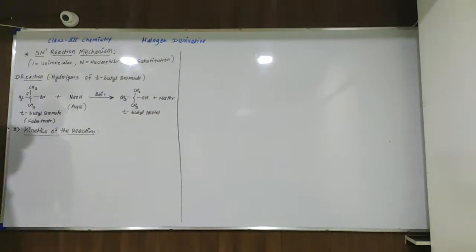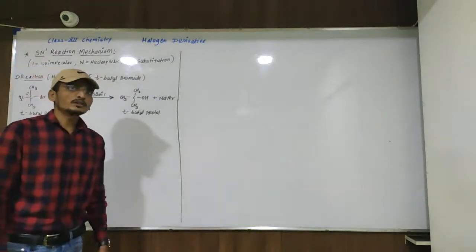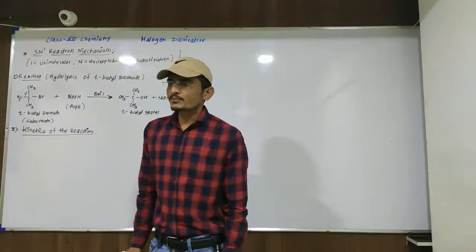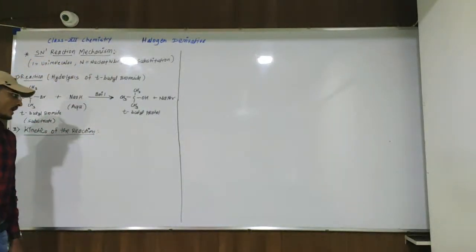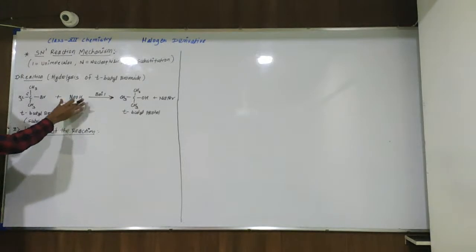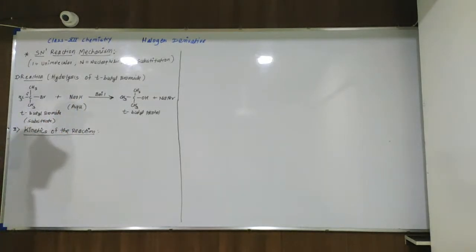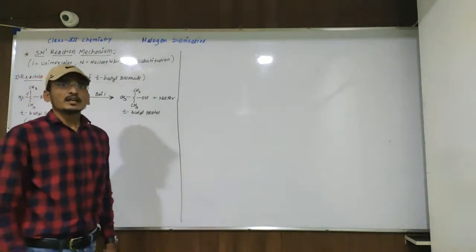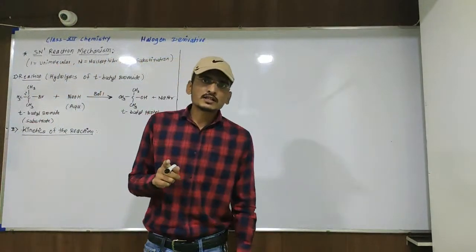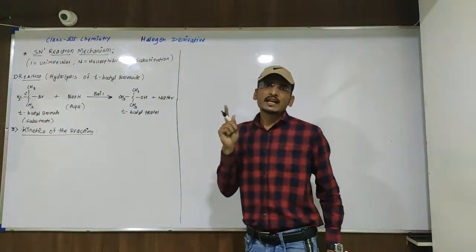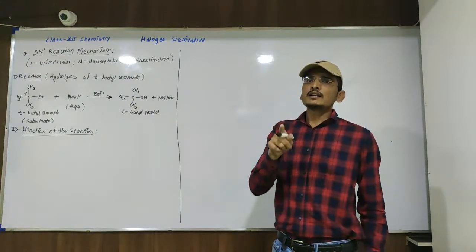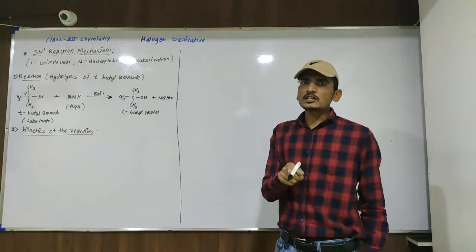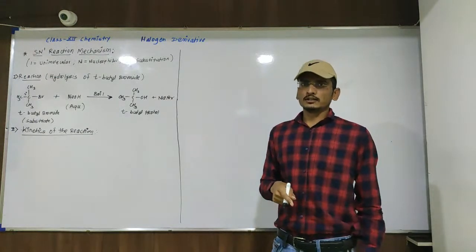Reaction kinetics. But in this reaction, what is the rate of reaction? It only depends on the concentration of the substrate. So what is the substrate here? Tert butyl bromide. Okay, not on the nucleophile, that is the OH minus. So that's why the rate of reaction only depends on the concentration of the substrate, tert butyl bromide, not on the nucleophile, OH minus.